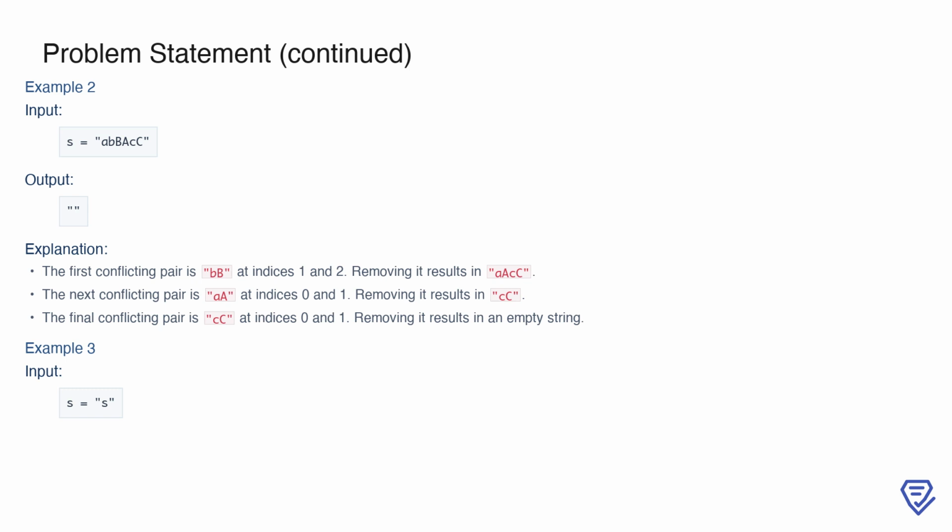Finally, we encounter the last conflicting pair, cC, at indices 0 and 1. Removing this pair leaves us with an empty string. Since there are no characters left, the output is an empty string represented by double quotes. This example highlights how multiple rounds of removals may be required to fully resolve all conflicts.